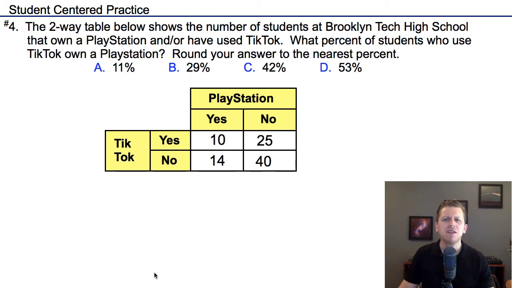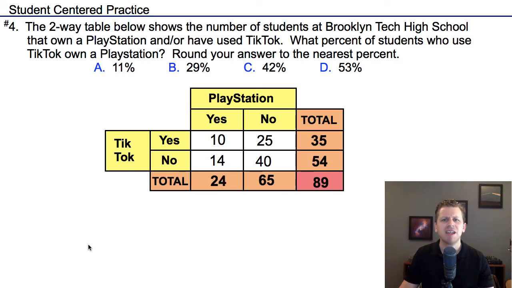In this problem here, what percent of students who use TikTok own a PlayStation? Round your answer to the nearest percent. We found the marginal frequencies in problem number 3, so let's just fill those in here. Now let's look at the question. What percent of students who use TikTok own a PlayStation?